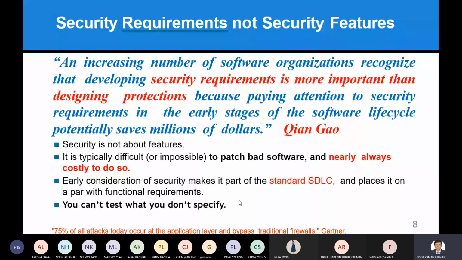Everyone is applying everything. But what happens if this is the case? That's what this gentleman means, that security requirements are more important than designing protection. It is truly important, because paying attention to security requirements in the early stages of the software lifecycle can potentially save millions of dollars. If you consider the security requirements, it will help you save millions of dollars. How? By preventing your software from failing.